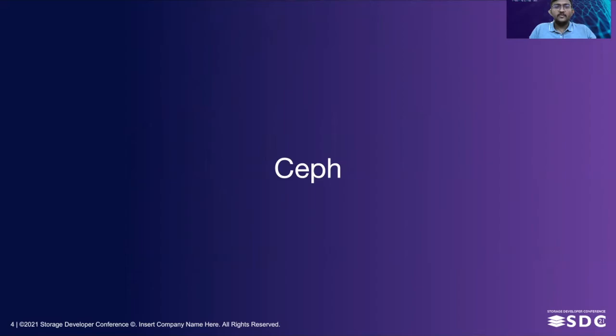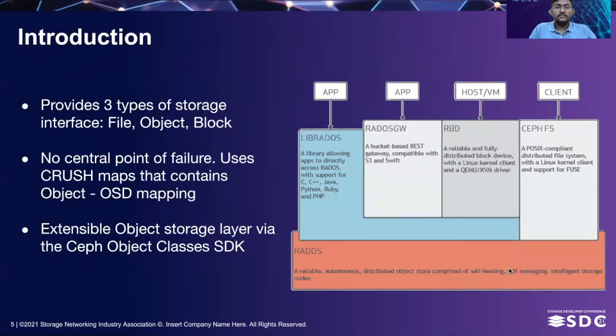The current implementation of Skyhook builds on the Ceph storage system. So let's start by discussing Ceph. Ceph is a distributed object storage system and it provides three types of storage interface: a file system interface, an object store interface, and a block device interface. Interfaces interact with Rados via a single channel called libRados, which is a library for allowing apps to directly access the Rados layer and has support for writing in C++, Java, Python, etc.